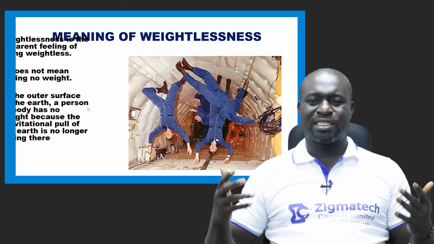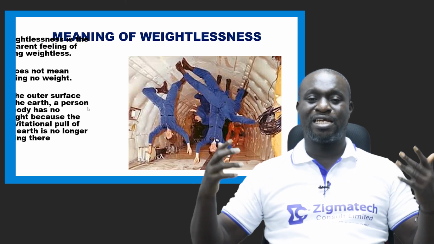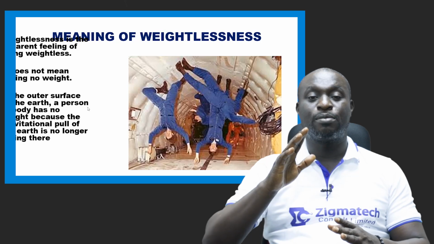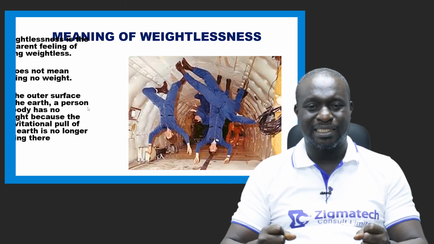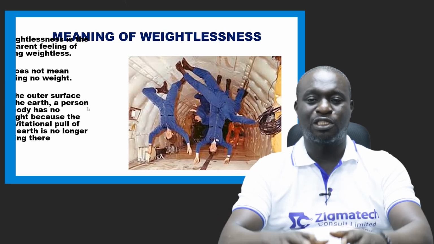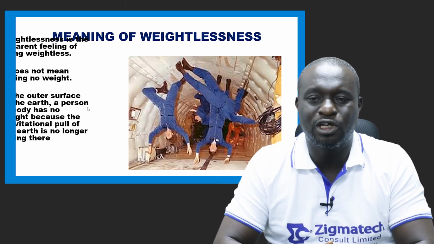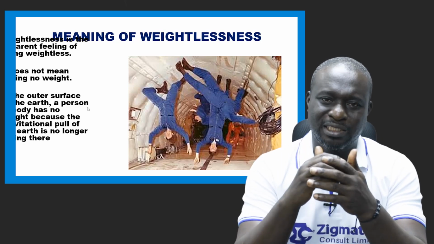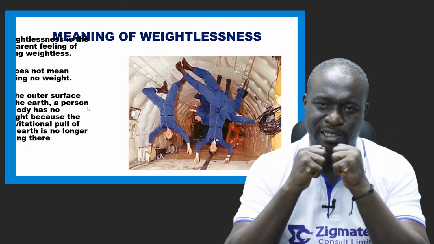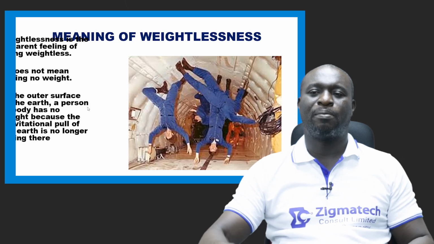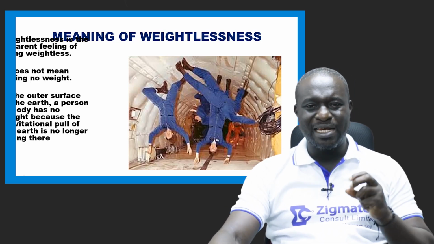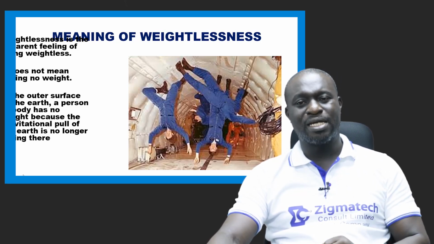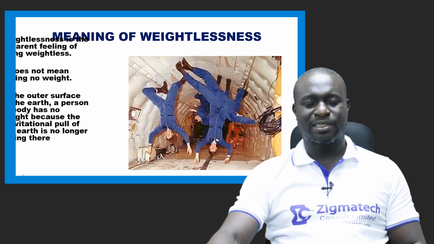Now, when we say an object is weightless, it means it does not have any weight. And so, if the object is tossed up, it means it will keep going up. Nothing to pull objects down. So objects begin to float in space because of no gravity, or because they are no longer under the effect of the gravitational pull of the Earth. All right? So that is what we mean by weightlessness. It is the apparent feeling of being weightless.